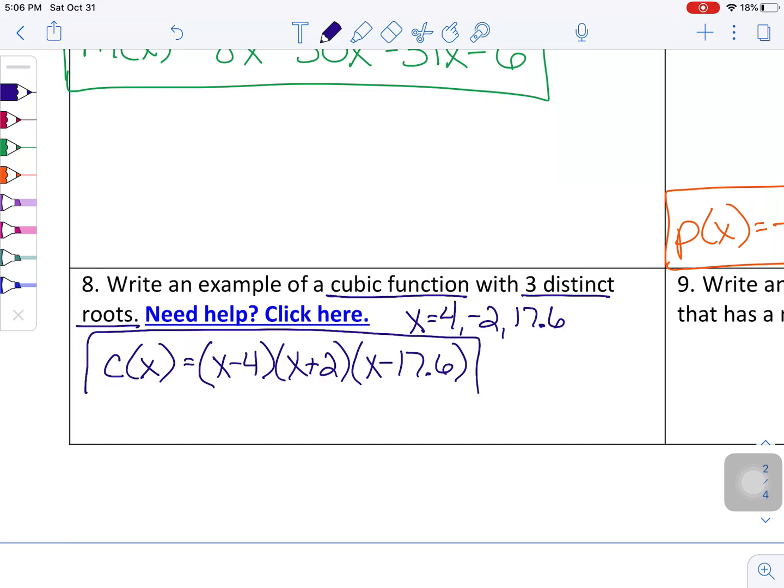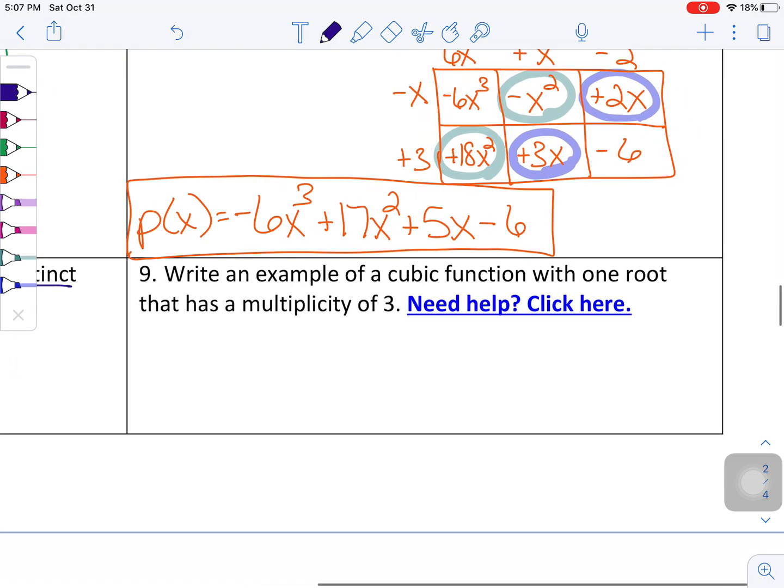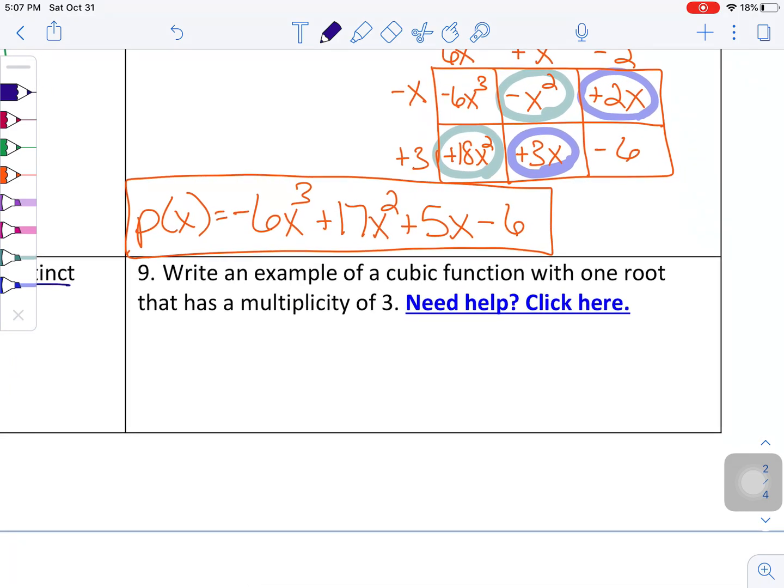All right. So your answer does not have to match this. These numbers are completely up to you. But because it says 3 distinct roots, those 3 numbers must be different. Okay, that's what the word distinct means. Distinct means different. All right, last problem on this page, and this is problem number 9.